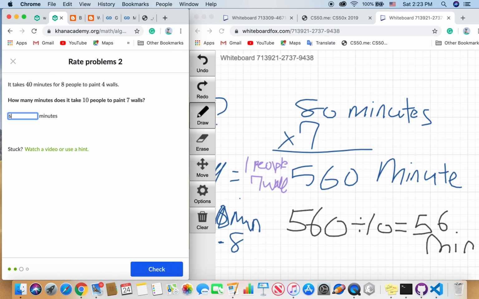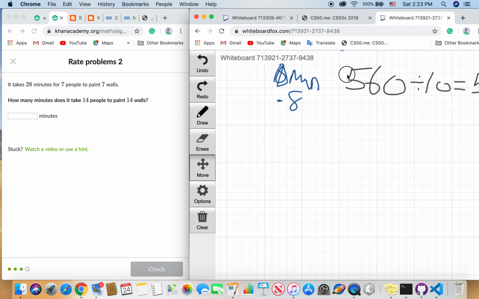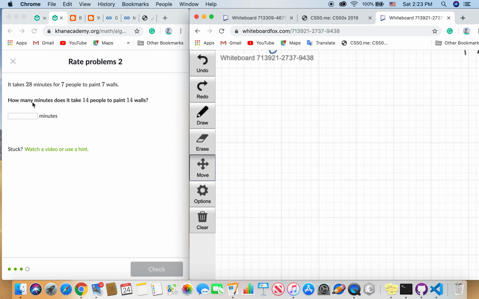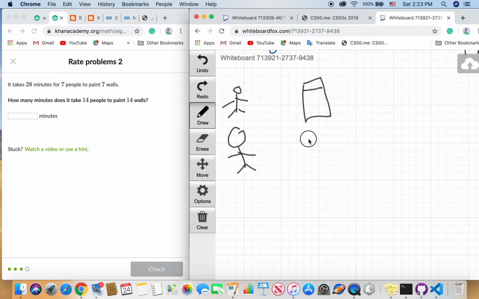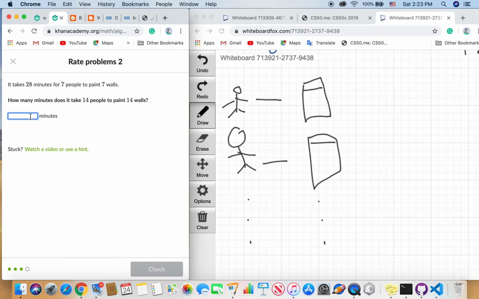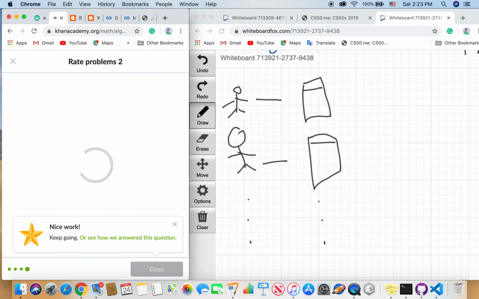Let's see, is that right or not? Hopefully it's right. Great. Finally, another easy question. 7 people, 7 walls, 14 people. Paint 14 walls, the same strategy as the first question. 14 people can correspond to each wall. Like I have a person right here who can paint a wall right here, and then another person paints another wall, and so on and so forth. So each one will still use the same rate, which means time didn't change, which means it's 28 minutes.